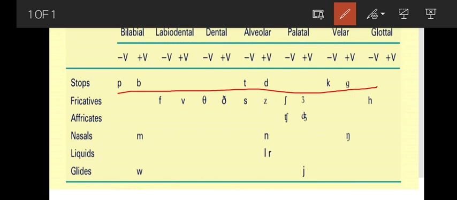There are so many other examples. You can go through them. Then there is the fricative.